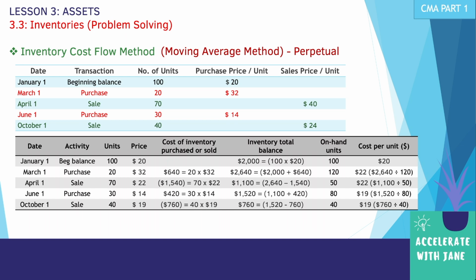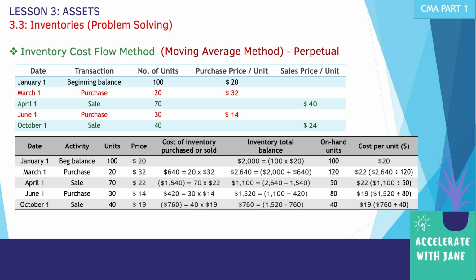So for example, for the January 1 transaction, the beginning balance, the company has 100 units of inventory which cost $20 per unit. In the inventory total balance column, we have $2,000, computed by 100 units multiplied by $20. On March 1, the company purchased 20 units and the purchase price per unit is $32. The cost of inventory purchased on March 1 is $640, computed by multiplying 20 by 32.